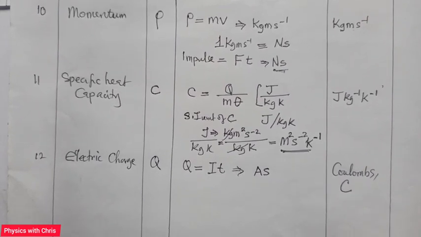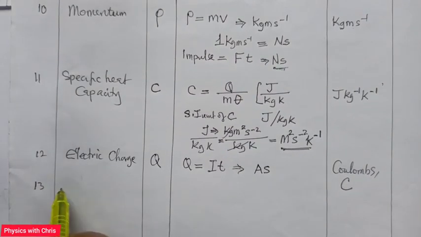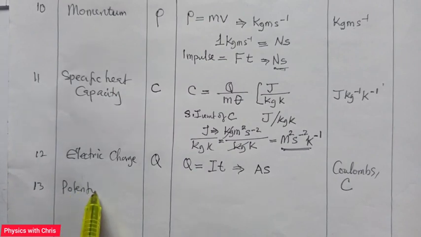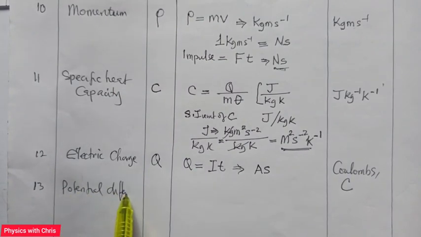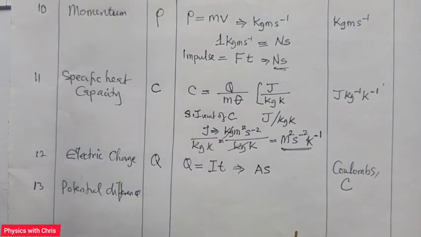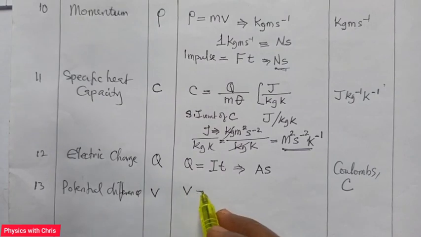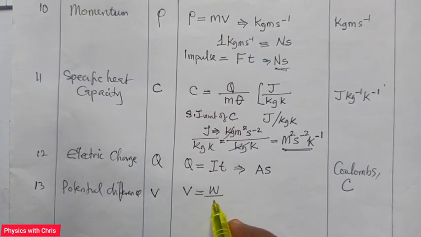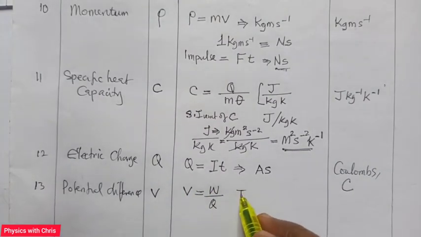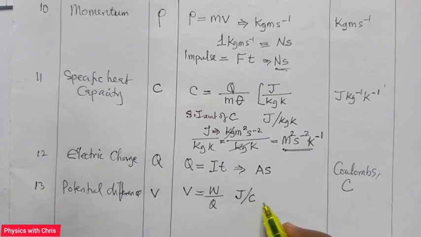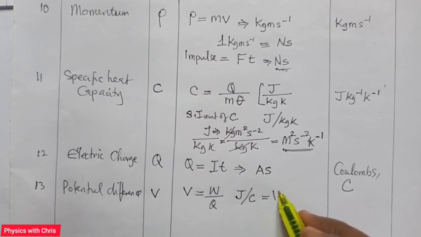Then also we have the potential difference, number 13. Potential difference is the work done taking unit charge from one point to another in an electric circuit. The symbol is V. It is defined as work done over charge. Work done is expressed in joule, charge in coulomb. So joule per coulomb is the derived unit of potential difference. It's also equivalent to the volt, which is the SI unit of potential difference.